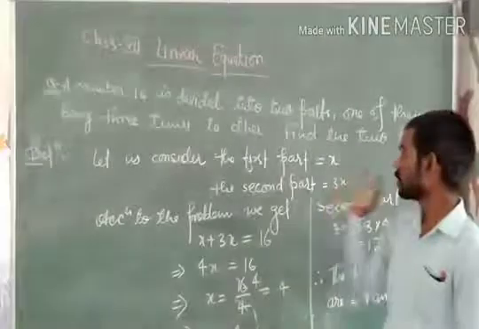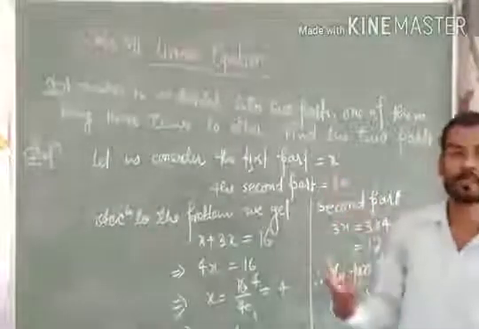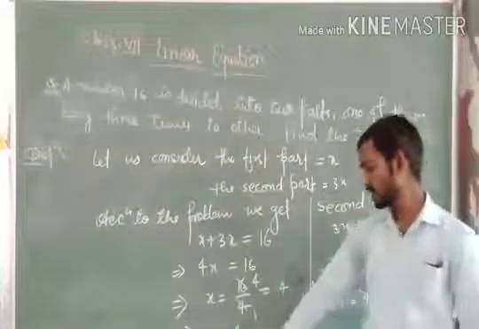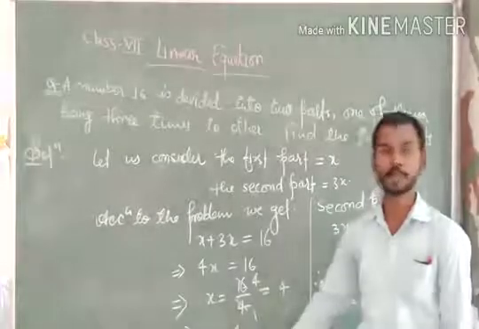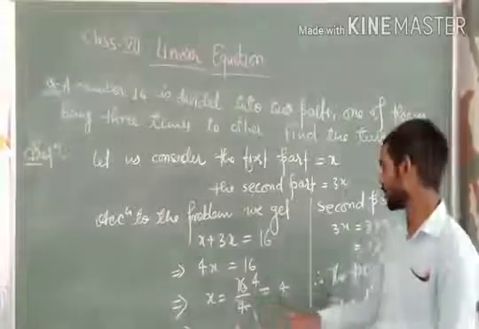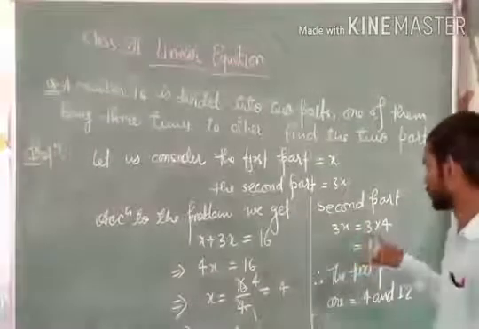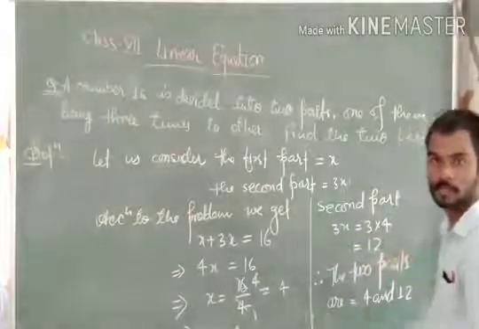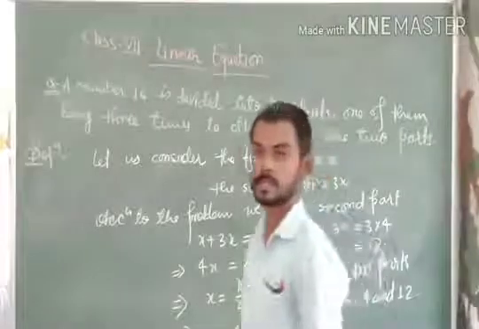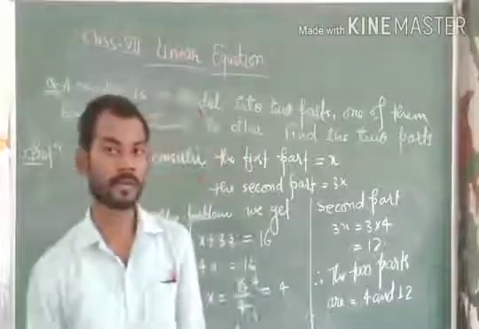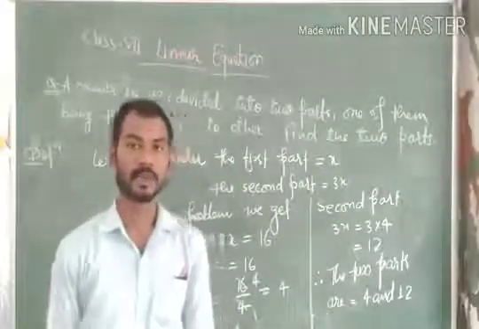In the starting we supposed the first part is x, that is why x is equal to 4 is the first part of the question, and the second part is 3x, so 3x is equal to 3 multiplied by 4, and this is equal to 12. These are the two parts, 4 and 12 are the parts of 16.